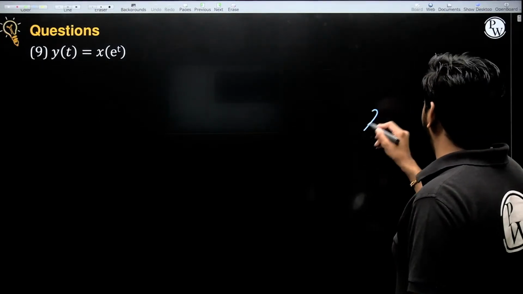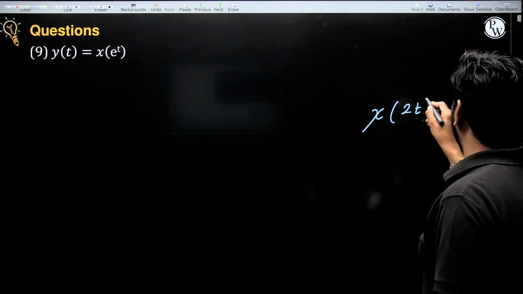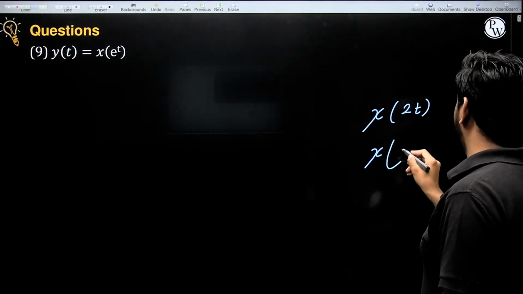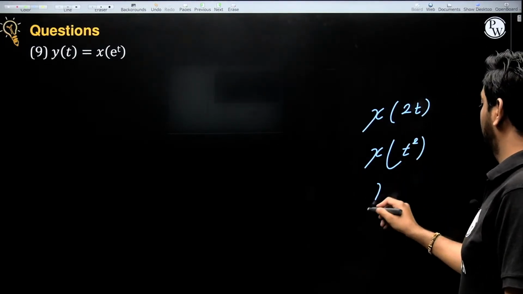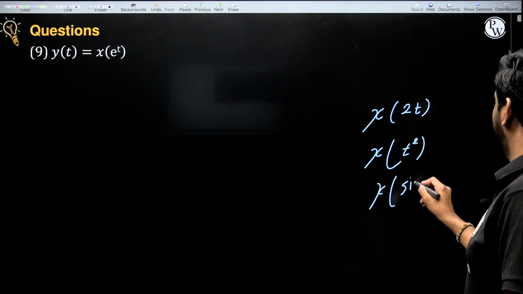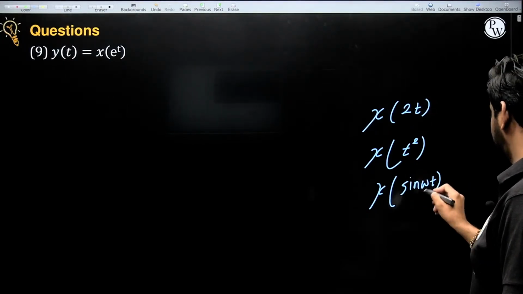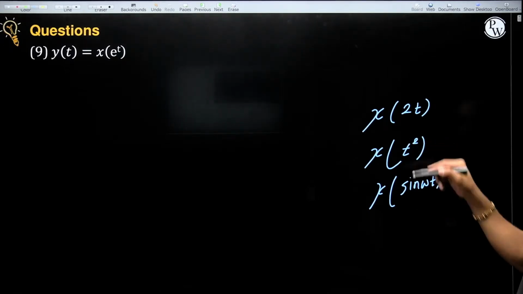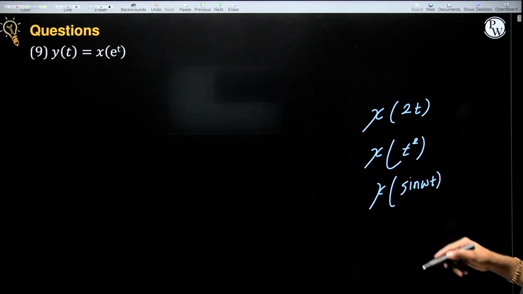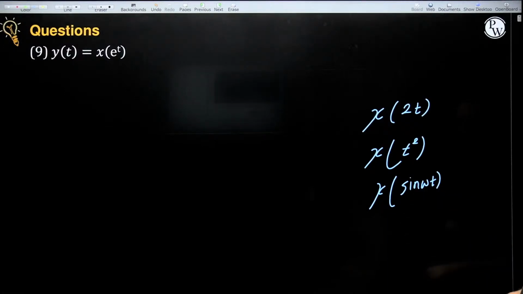First question was x of t, x of t square is also linear. X of sine omega t is also linear. So our variable is a function of t. Here the variable is a function of t, not directly t but t square. Here also it is not directly t but it is sine omega t. So these all are linear systems.